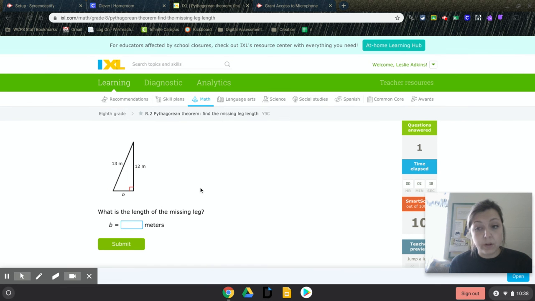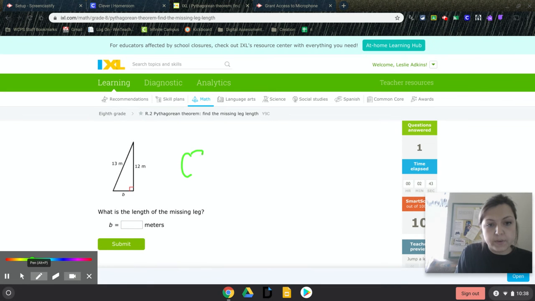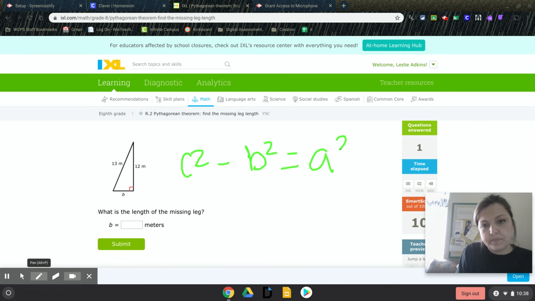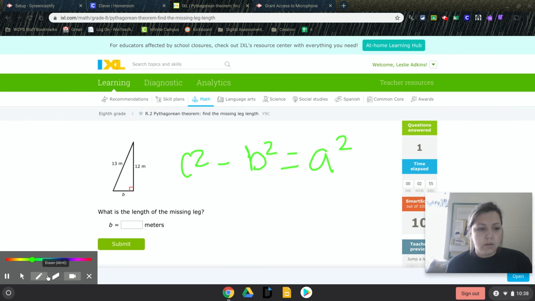Okay, they're all going to be the same way. You're going to use that same formula, c squared minus b squared equals a squared. Okay, remember it doesn't matter which leg you use, they're interchangeable. All right, let's check out R3.